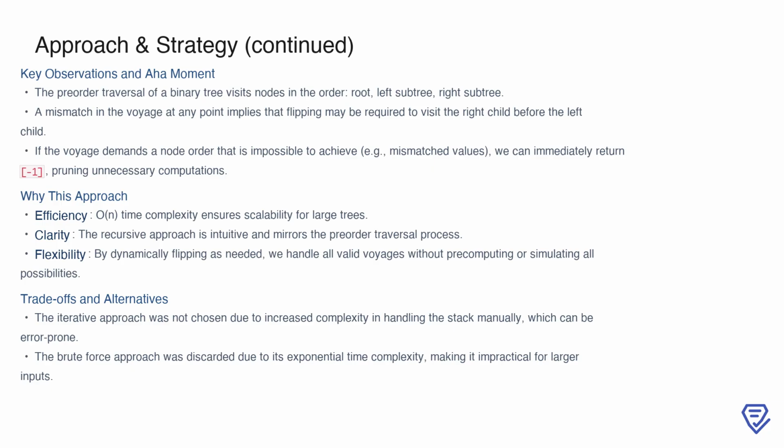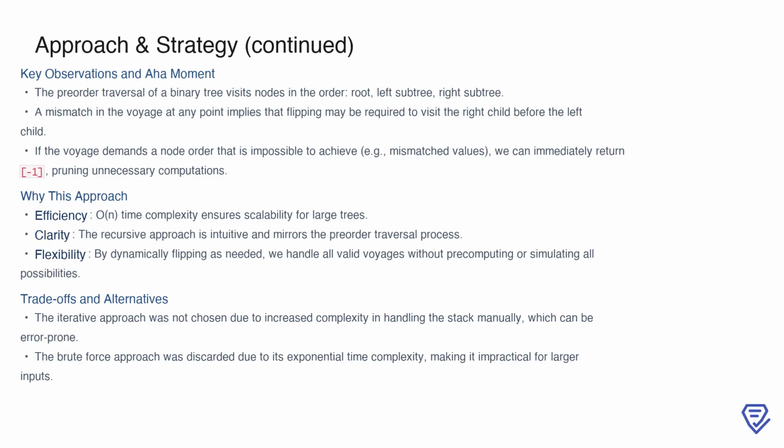Preorder traversal follows the sequence: root, left subtree, right subtree. If the voyage demands a different order, such as visiting the right child before the left child, flipping becomes necessary. However, if at any point the voyage specifies an order that is impossible to achieve, for example, due to mismatched values, we can immediately return -1 and terminate further computations. This helps in pruning unnecessary operations early.